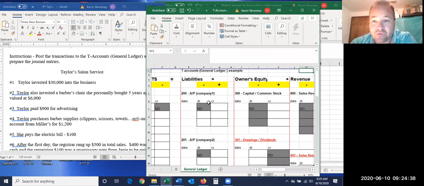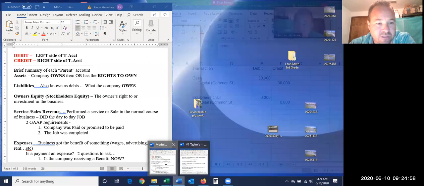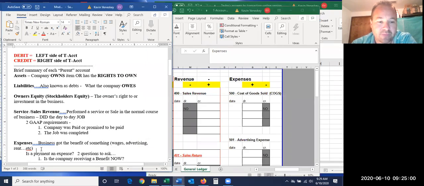And first thing we think of, hopefully, we'll get used to this, is if we get the benefit of something, it should be an expense. An expense is we are getting the benefit of something that will help us make money. That's how you got to think about it. Does this help us make money? And it does. Then we think, ooh, okay, we got to answer the 2 questions for something to be an expense.